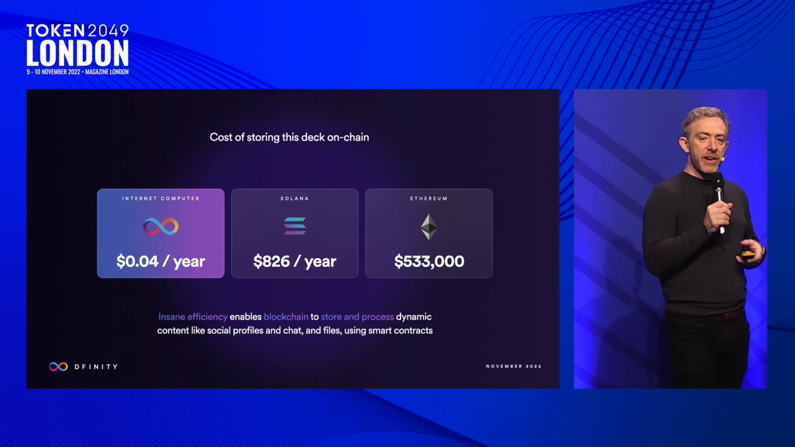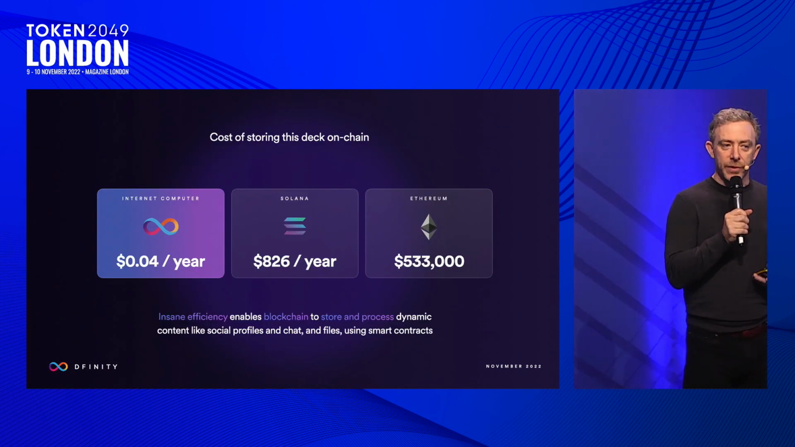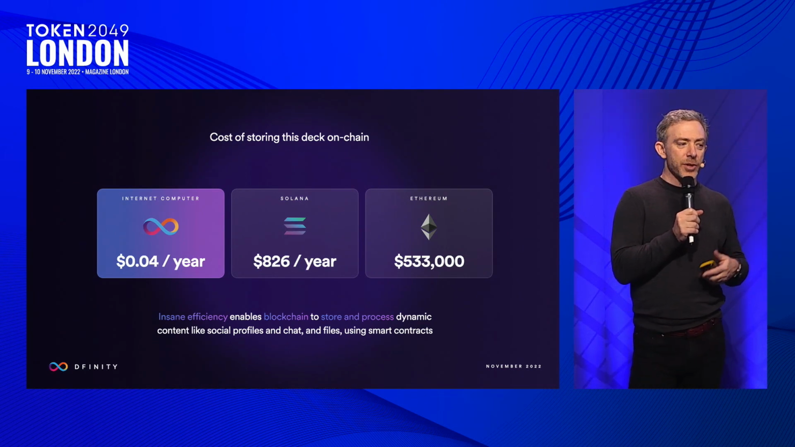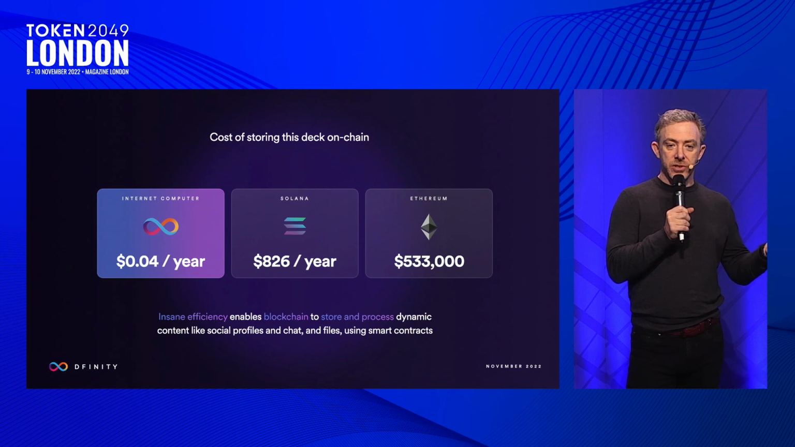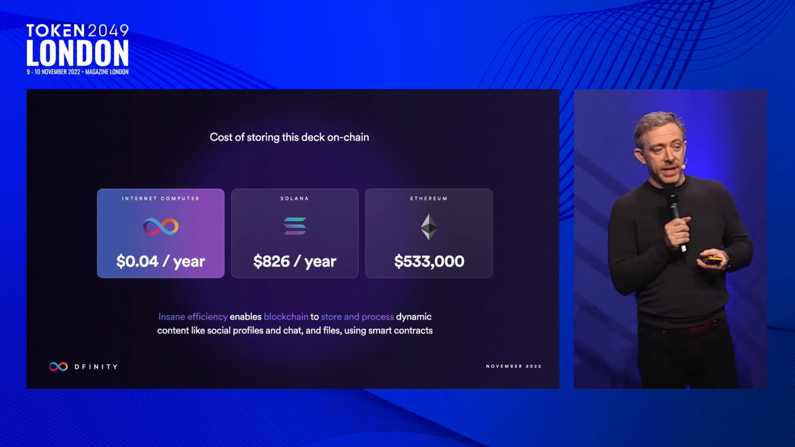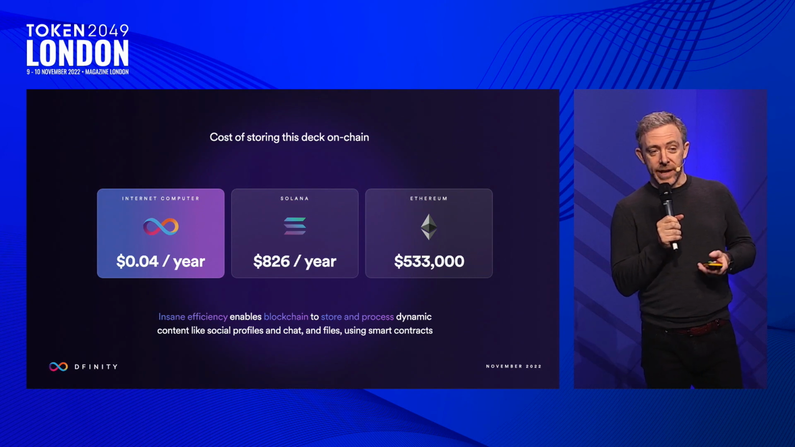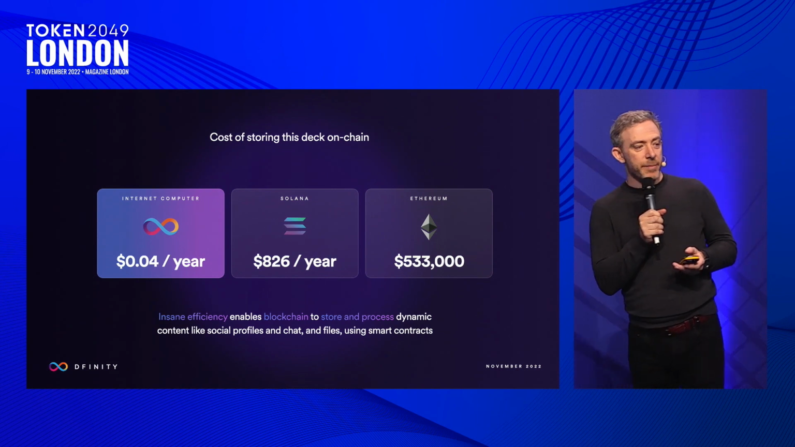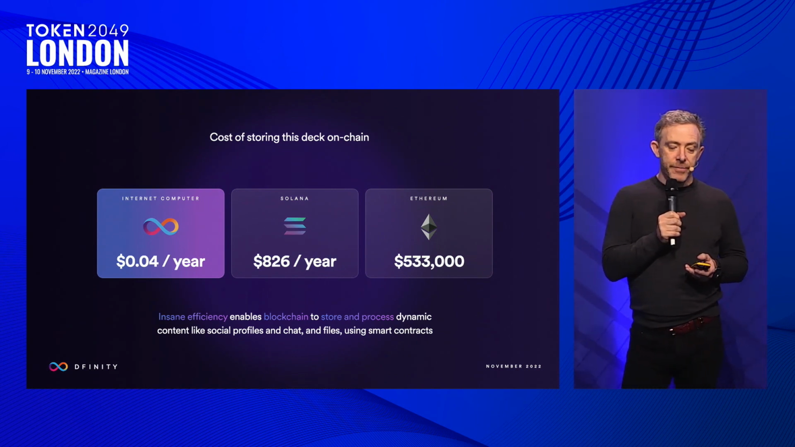So there are various other pieces to this puzzle, of course, if you're creating a world computer. One of them is, how much does it cost to store something like this deck on the blockchain? Because it's all very well being able to serve HTTP from a blockchain, but if you can't store the media or the data on the blockchain, it's not going to get you very far. So the differences are much, much bigger than most people are aware of.